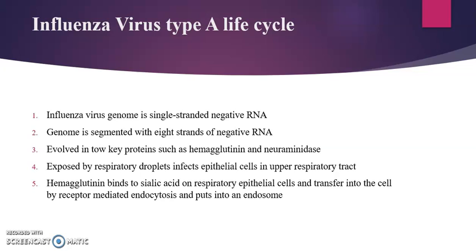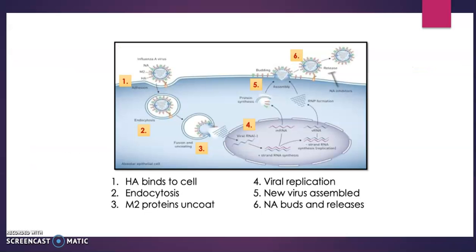Hemagglutinin binds to sialic acid on respiratory epithelial cells and is taken into the cell by receptor-mediated endocytosis, placing it into the endosome. HA binds to the cell first, then endocytosis occurs and M2 protein uncoats the virus, then viral replication occurs, then new virus is assembled, and NA buds and releases it.